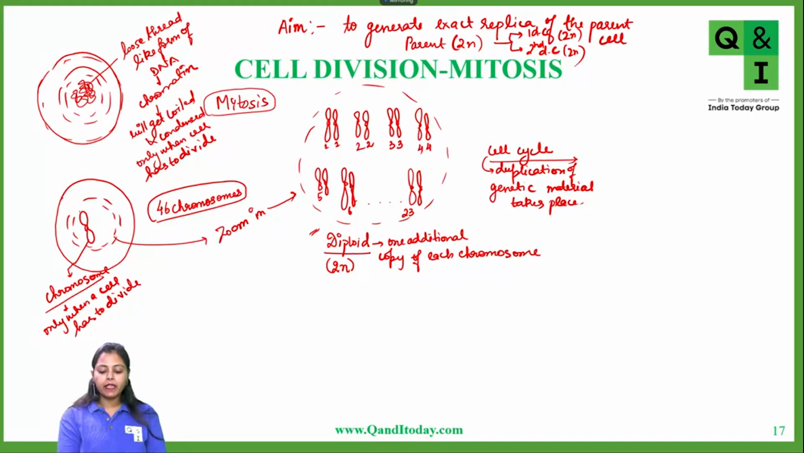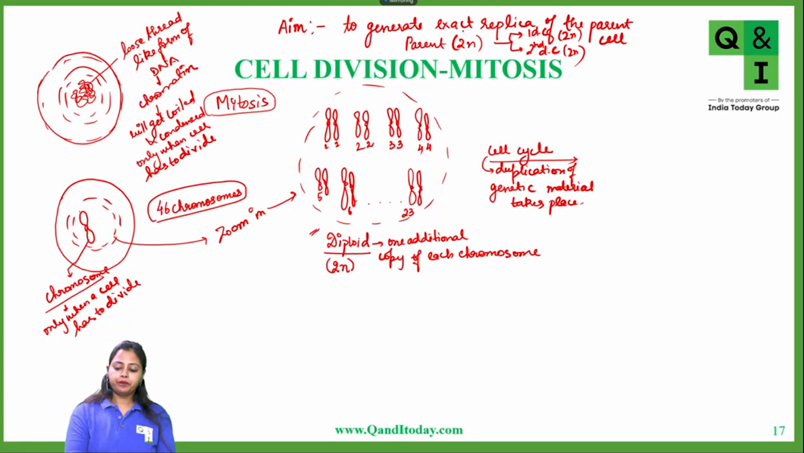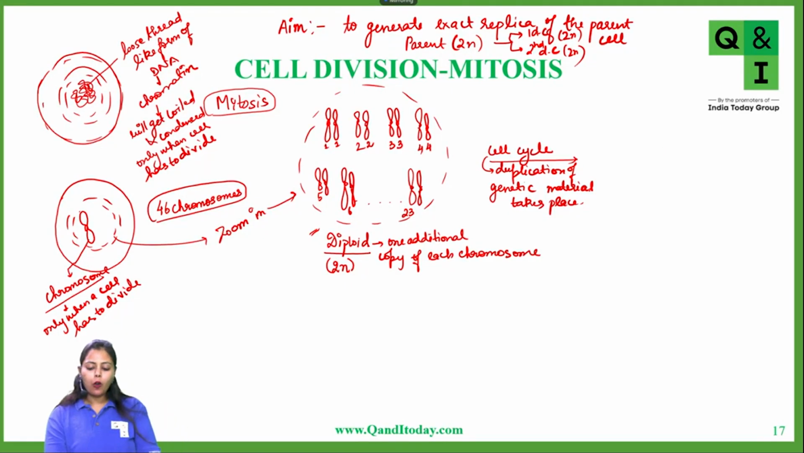If some of you think that one chromosome will go to one daughter cell and the second chromosome will go to the second daughter cell, then what will happen? This will lead to a change in the ploidy level. Each daughter cell would have only one copy of each chromosome. However, the final motive of mitosis is to generate an exact replica of the parent cell. That means if the parent is 2n, then both the daughter cells should be 2n. So now what will happen?